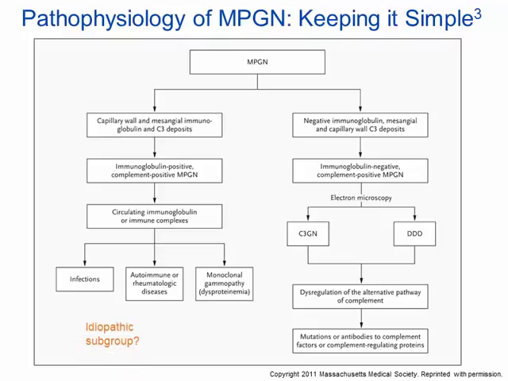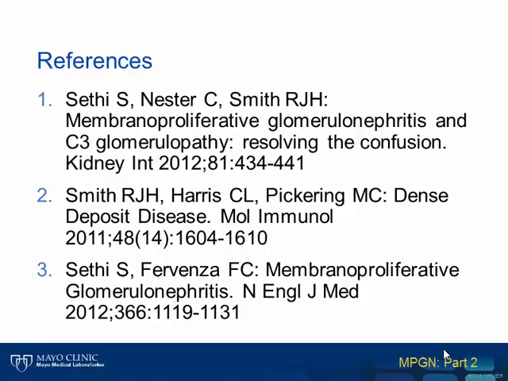Is there an idiopathic subgroup? Probably. 5 to 10% of these patients with MPGN might not fit into either of these particular groups. These are some of the key references of C3 glomerulopathy and MPGN.